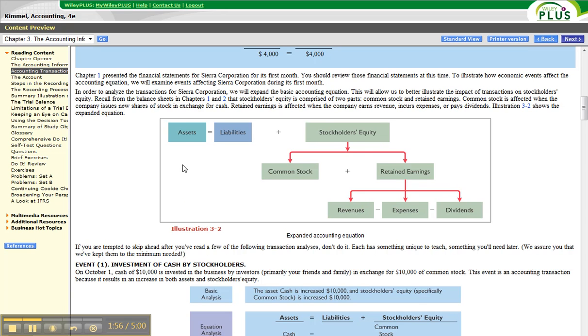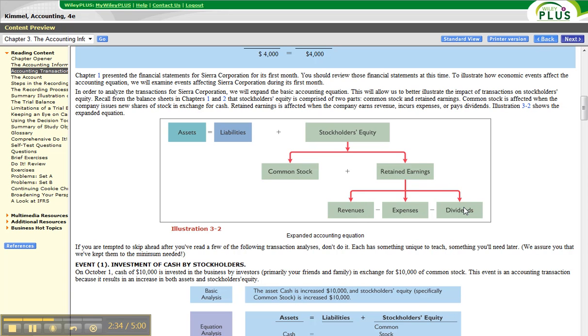But this illustration right here is a really good thing to have memorized, because this accounting equation up top can be broken down like this. The equity section of the accounting equation consists of a bunch of different things. Common stock is all the money contributed by shareholders to the company, and retained earnings is all the profits that have been retained inside the company. Retained earnings is derived from revenues minus expenses minus dividends. So basically, this is net income, revenues minus expenses, and then minus dividends.